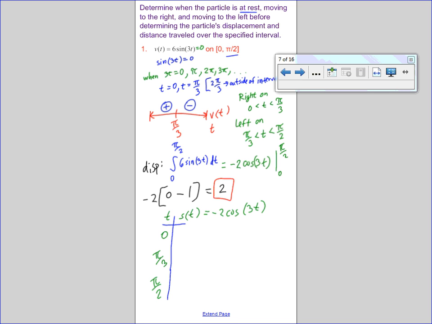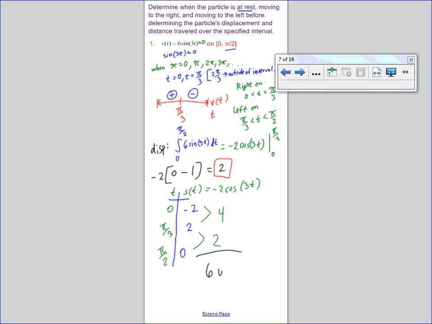0 in for t. Cosine of 0 is 1 times negative 2 is negative 2. Yes? Pi over 3 in for t. 3 times pi over 3 is pi. Cosine of pi is negative 1 times negative 2 is 2. And pi over 2. Cosine of 3 pi over 2 is 0 times negative 2 is 0. So it looks to me like our total distance traveled is from negative 2 to 2 is how far? From 2 to 0 is how far? Guess what? Our total distance traveled is 6 units.